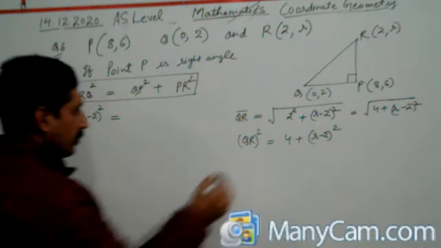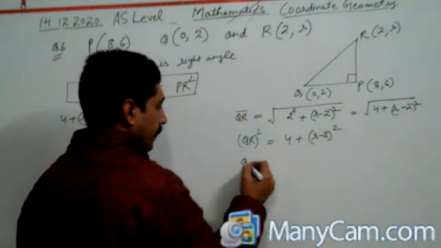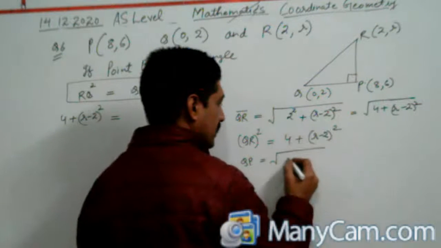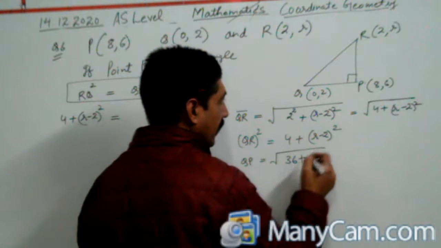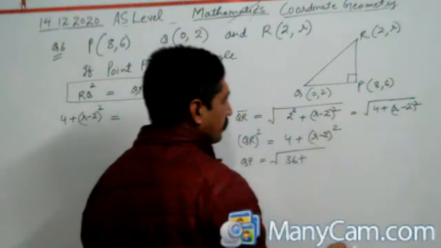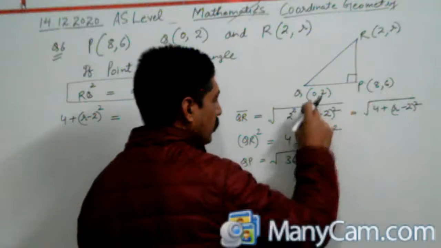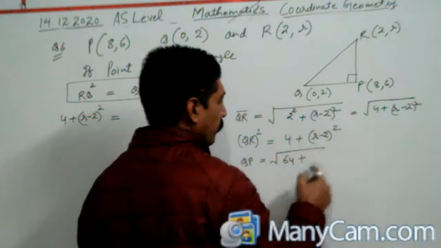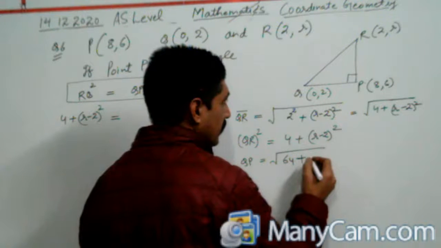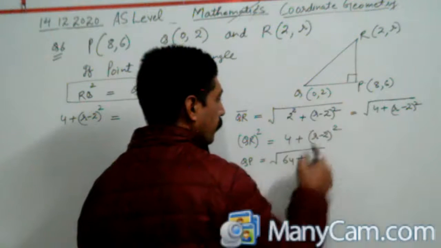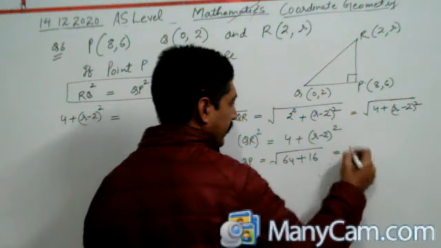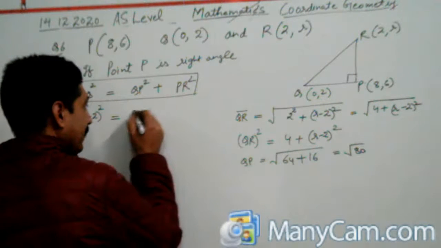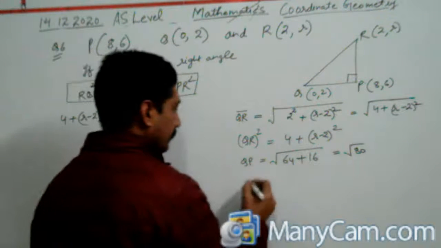Then next is your QP. QP is equal to under root, 8 minus 0, that is 8 whole square, 64, and 6 minus 2, that is 4, 4 whole square is 16. So under root 80, right? So QP whole square is 80 here, plus PR.